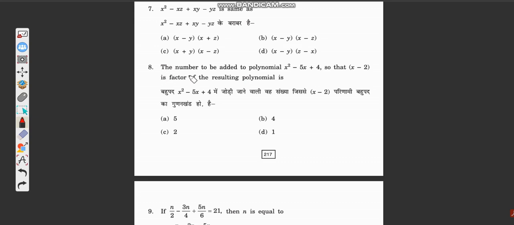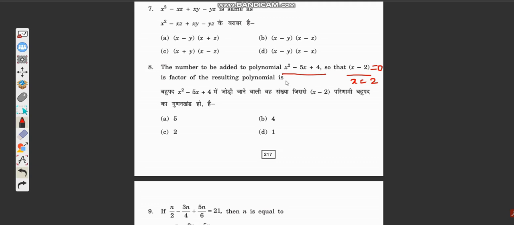Here is the 8th question. The number to be added to the polynomial x square minus 5x plus 4, so that x minus 2 is a factor of the resulting polynomial. For this type of question, first you need to substitute the value of x in this expression. First x minus 2 equal to 0, then x equal to, if minus 2 goes to the right hand side, it will become plus 2.